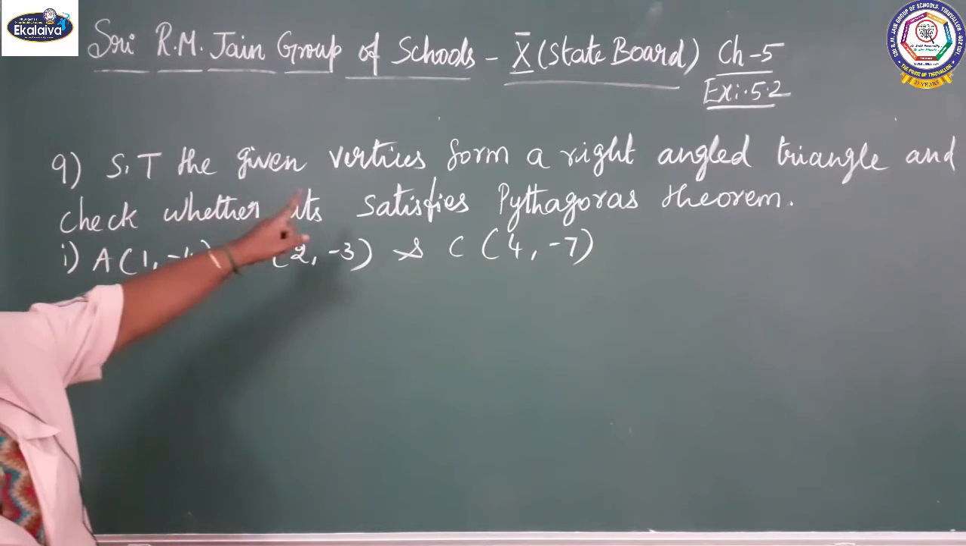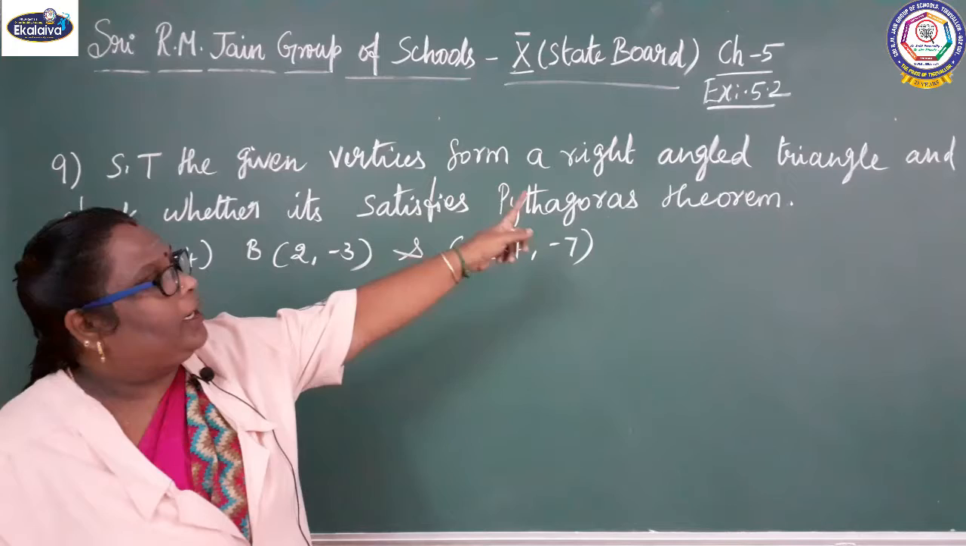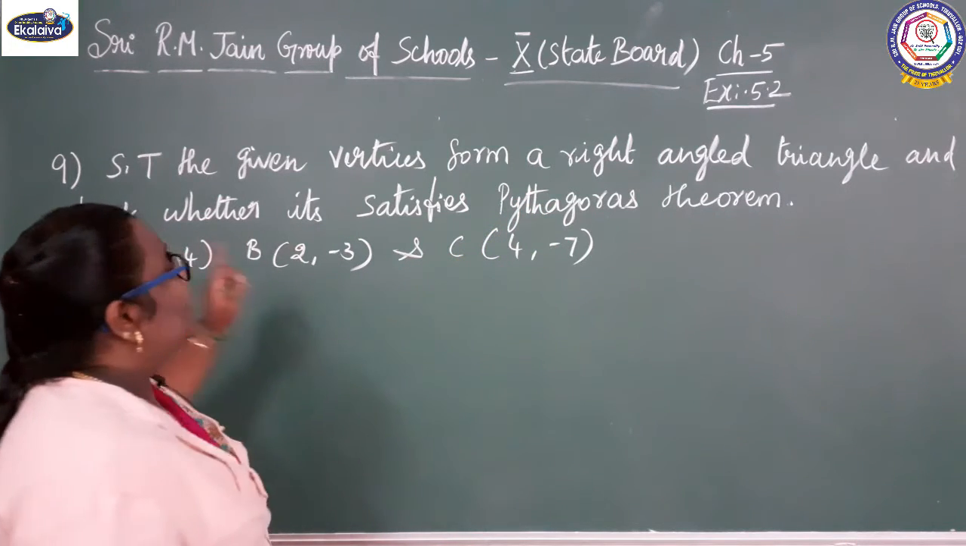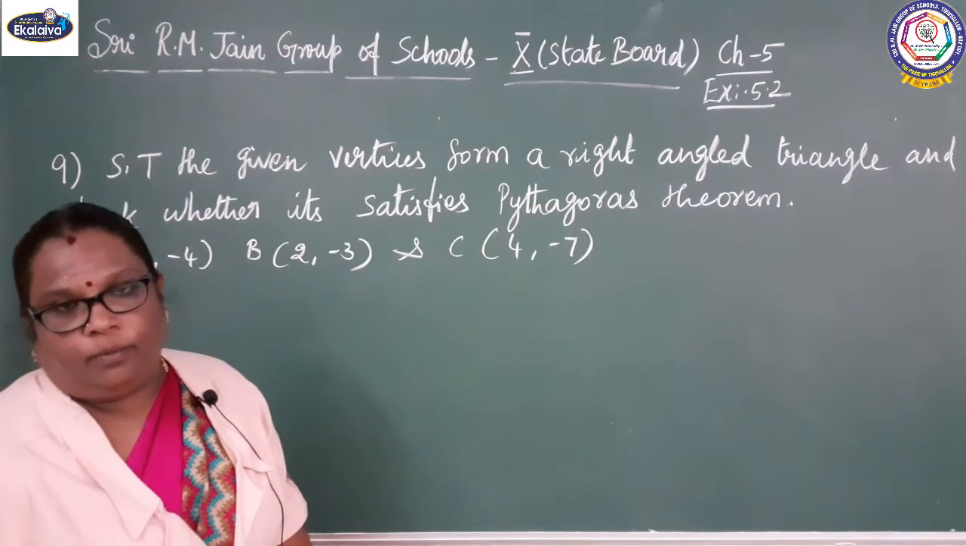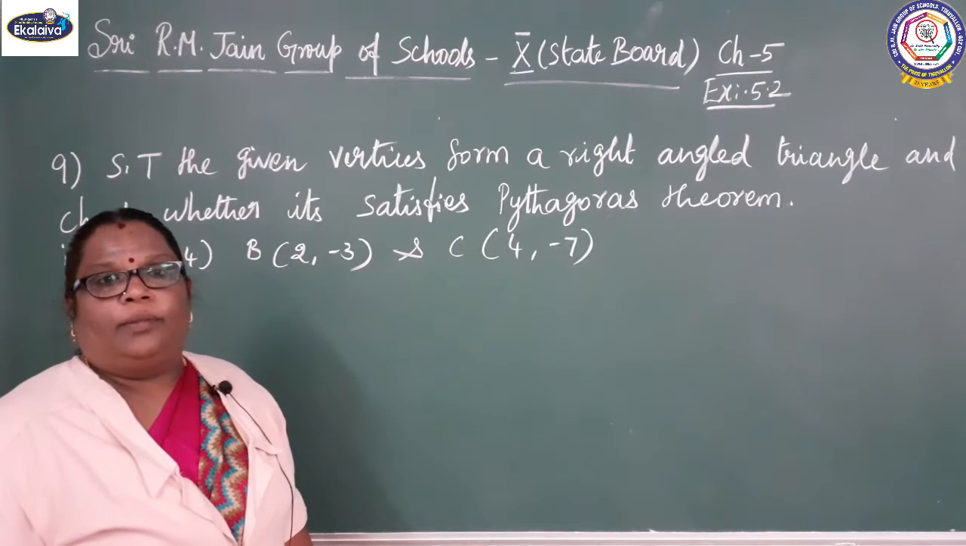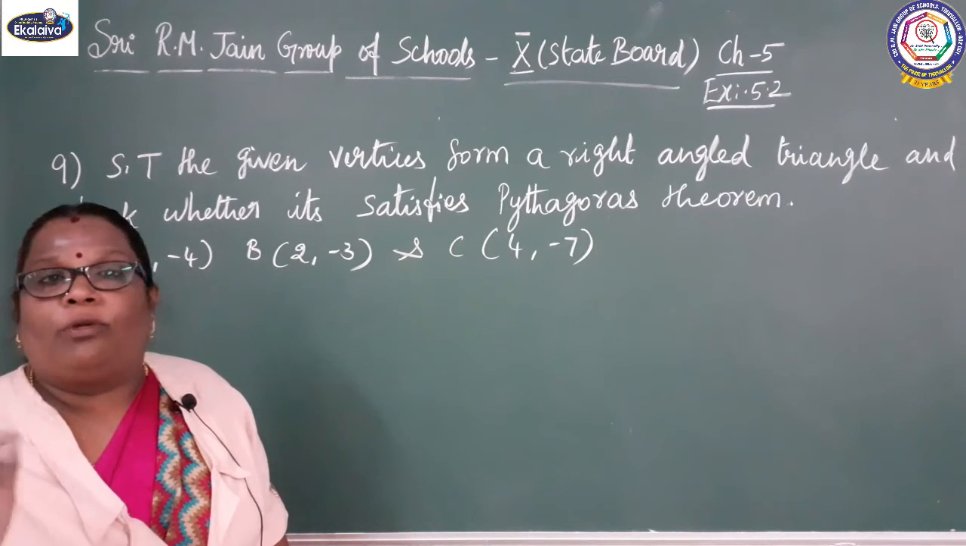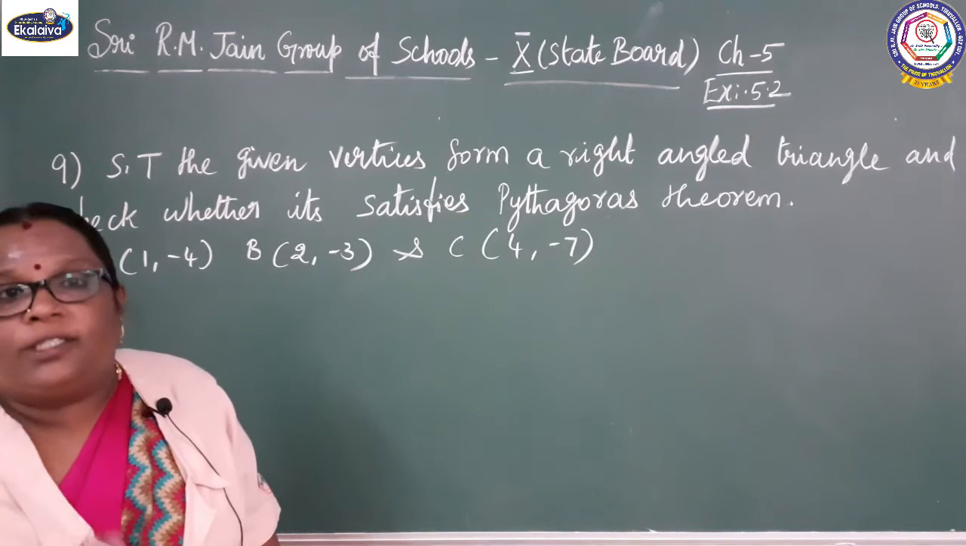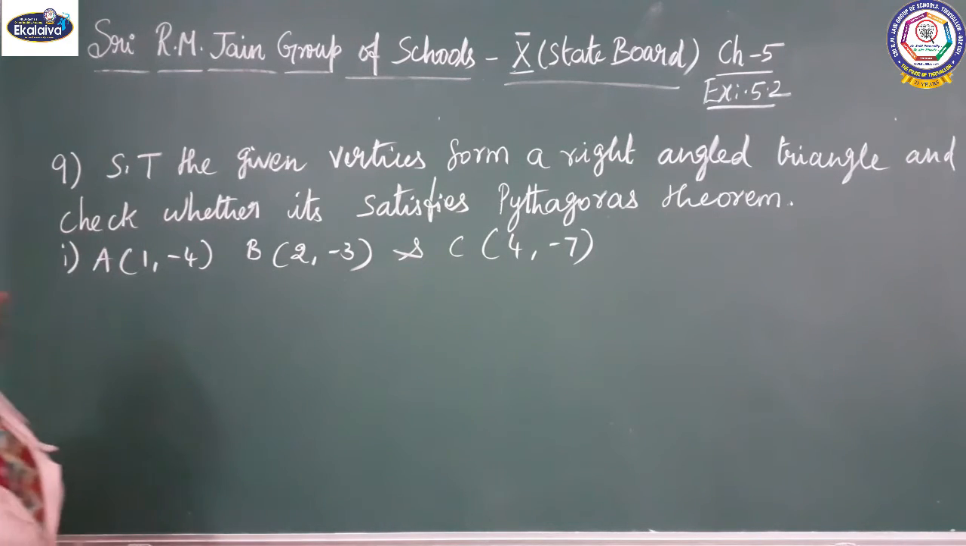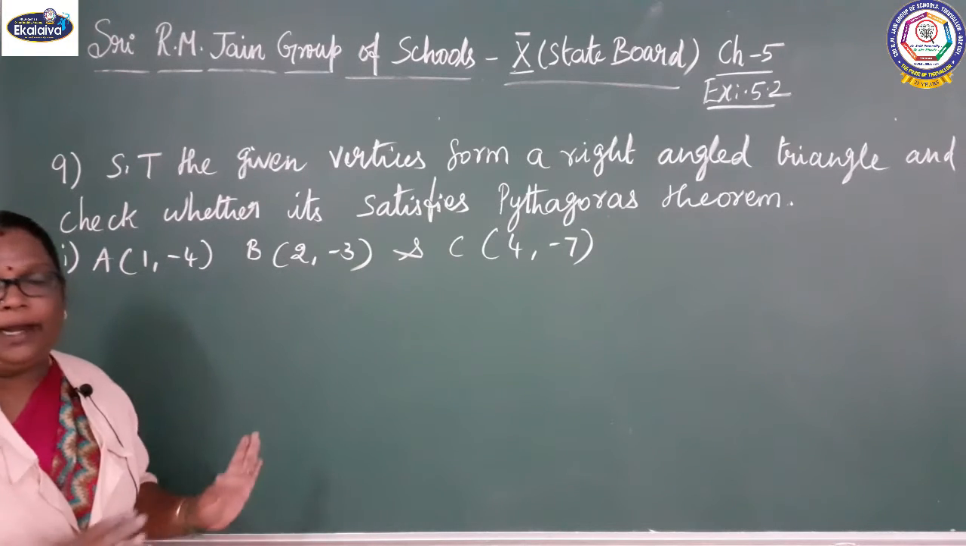See the ninth sum. Show that the given vertices form a right angle triangle and check whether it satisfies the Pythagoras theorem. What is the Pythagoras theorem? The square of the hypotenuse is equal to the sum of the squares of the other two sides. See here, first you can check with slope whether it forms a right angle or not.